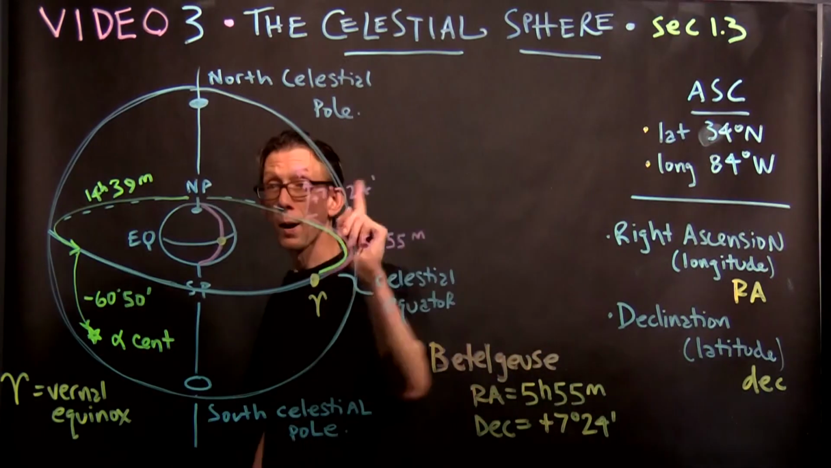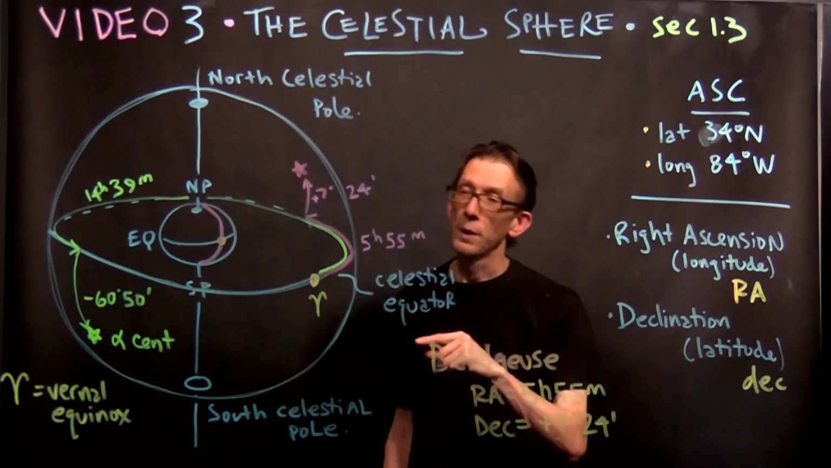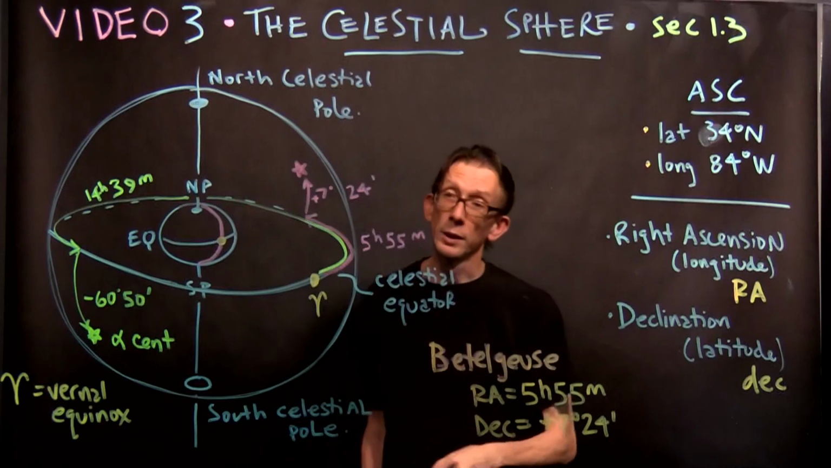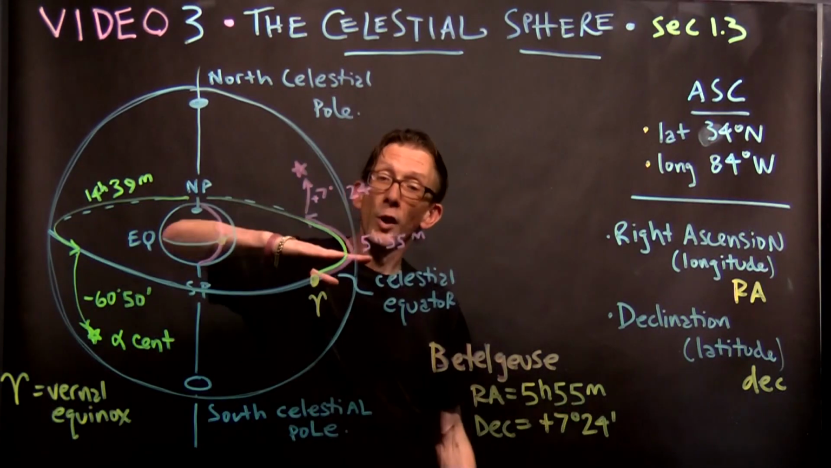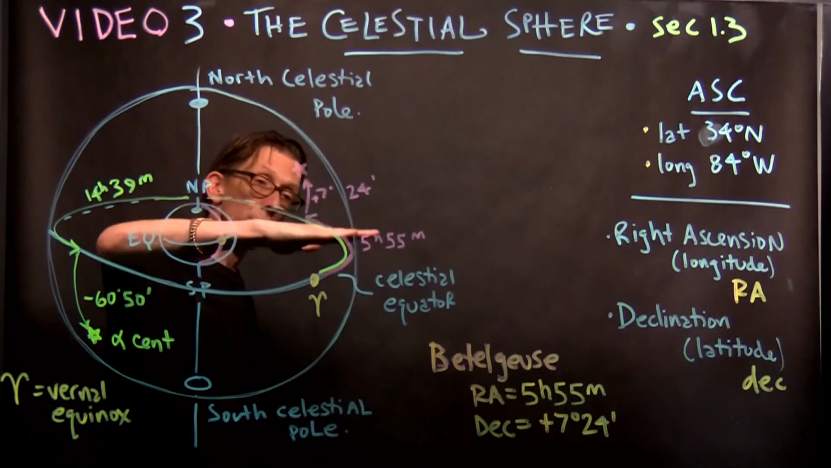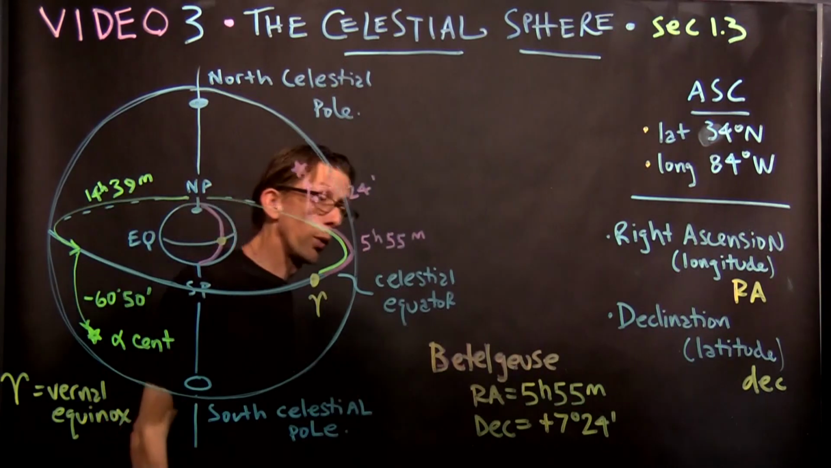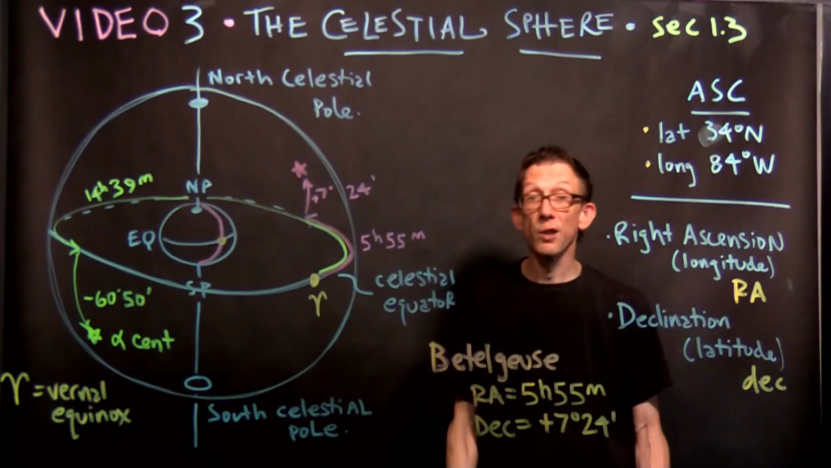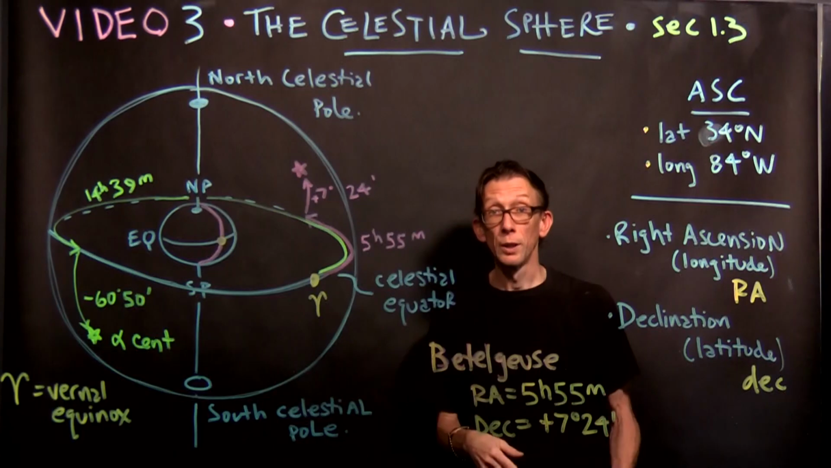So 24 hours around, there's a reason for that, 24 hours around the celestial equator, and then you can go from 0 to 90 degrees to the north and from 0 to 90 degrees to the south for your declination. We'll do more of this, and you'll have plenty of chances to practice this in your labs.